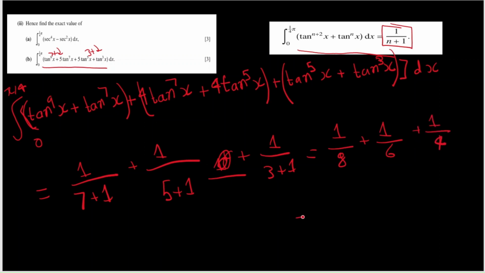Pick up your calculator, add all of them, and you're going to get your final answer. 1 over 8 plus 1 over 6 plus 1 over 4 is 13 over 24. See, you are done with it. I hope you understood the question, how to solve this. I know this might not be your everyday question or a question you see in every other past paper, but this is a very good question.